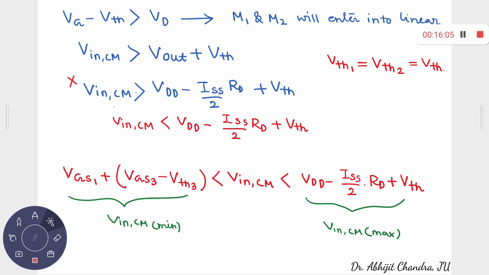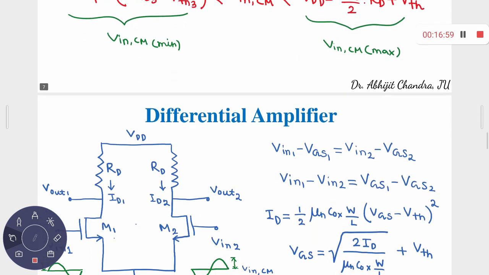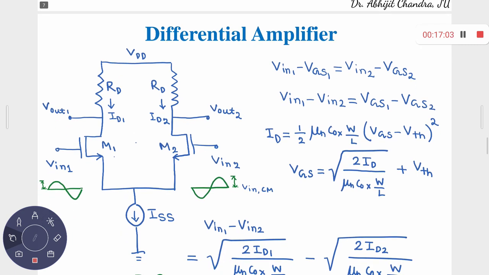But still these two transistors M1 and M2 are in cutoff or triode region, not in saturation. So what is the minimum value for this VNCM which ensures that all three transistors M1, M2, M3 are in saturation? VGS1 plus VGS3 minus VTH3. And when VNCM is up to VDD minus ISS by 2 times RD plus VTH, that is the maximum value up to which all three transistors will be in saturation. So whenever you apply this VNCM, you should remember that range. If VNCM is greater than VNCM minimum and less than VNCM maximum, then all three transistors will be in saturation, and that is the region of operation for your case. Right? Okay, now we have this detailed mathematical calculation that we are expecting to complete today.